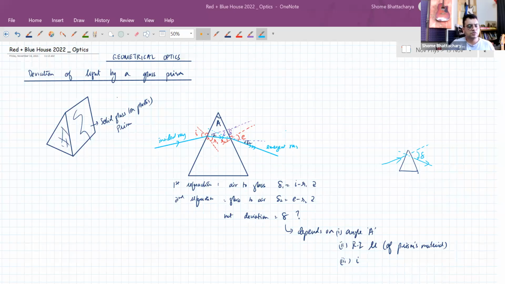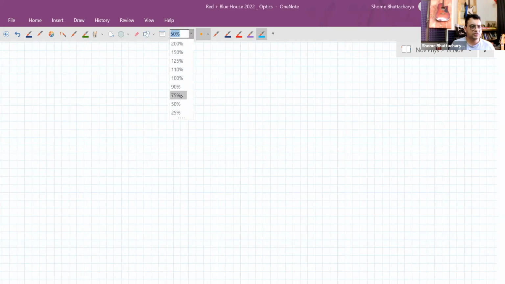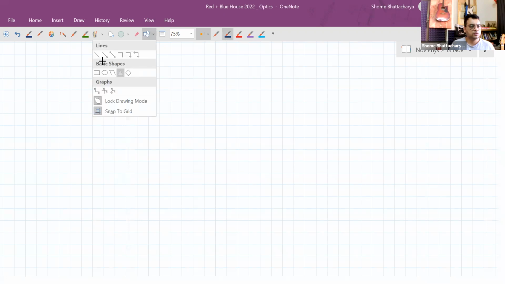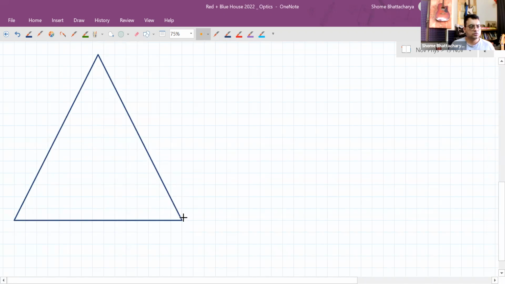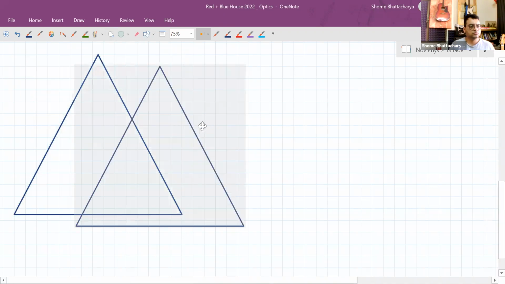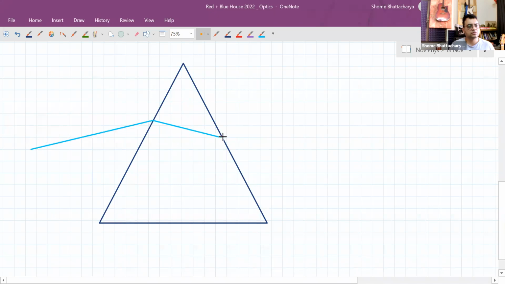Right. So let us look at this whole sequence of events and the relationship between all these angles more closely now. So let's look at the first event, which is the refraction from air to glass. Suppose that's happening this way.